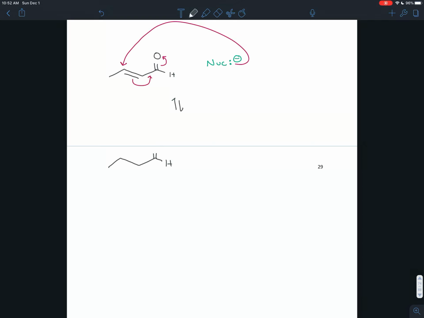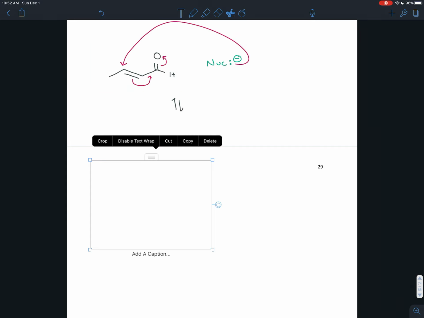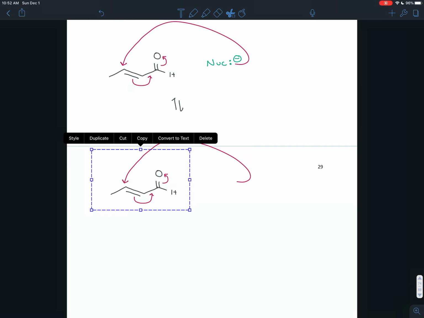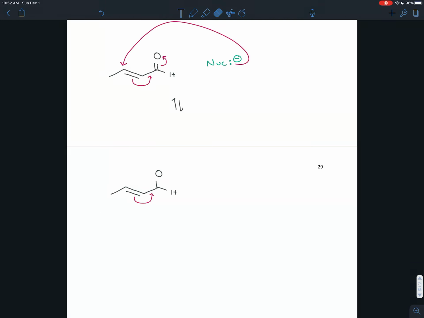Oops. Actually, let me take this so you can see the arrows moving. So this pi bond will break. That will become a lone pair on this oxygen, which now will have a negative charge. This pi bond will move over, and your nucleophile will attach to the beta carbon. And so notice we have an enolate. We have the double bond, an alkene, and almost an alcohol attached to it. That would be an enol, but the alcohol lost its H, so it's an enolate.